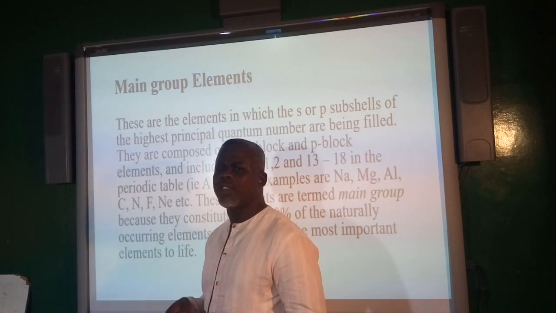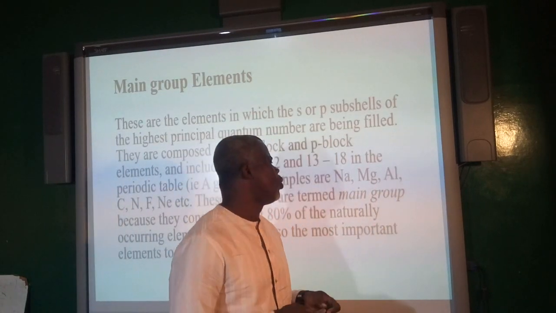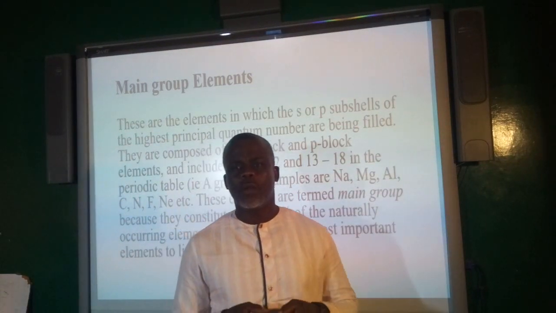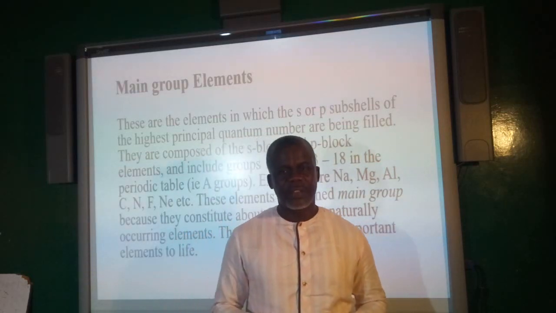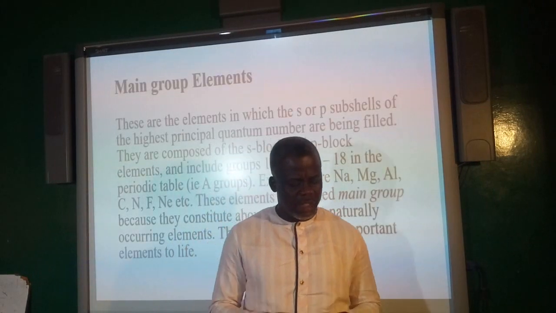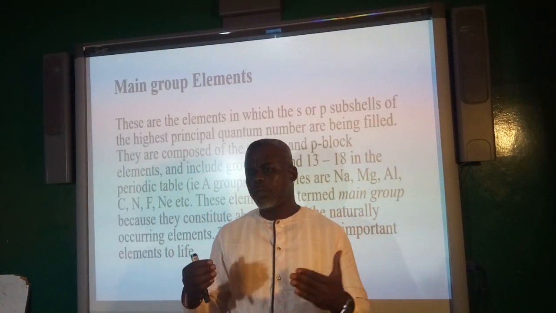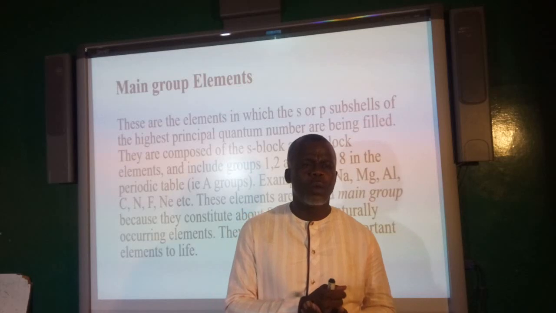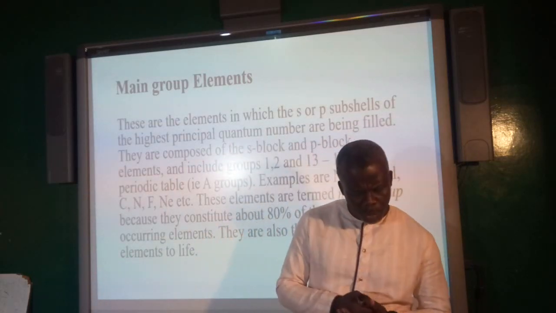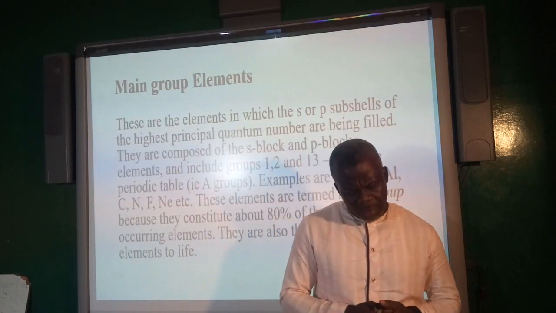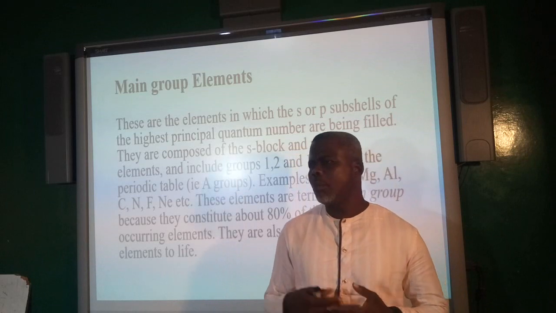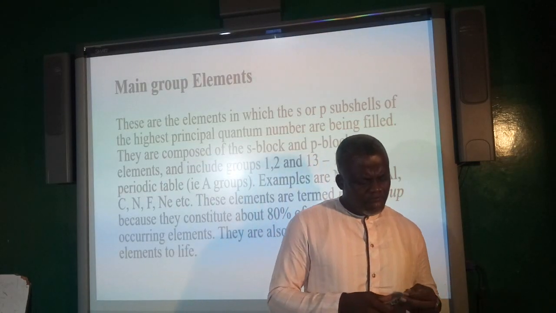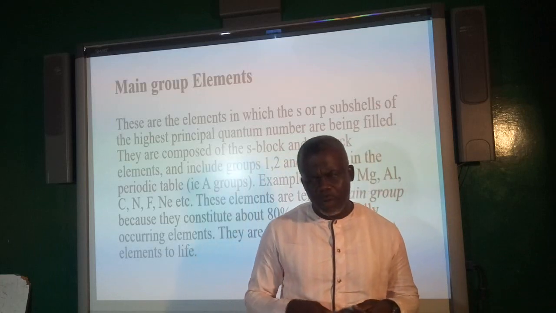The groups that make up these main group elements are group 1, group 2, group 13, group 14, 15, 16, 17, and 18. These groups make up the main group elements. That means the S block elements and the P block elements. Examples are sodium, magnesium, aluminium, carbon, nitrogen, fluorine, neon, etc.